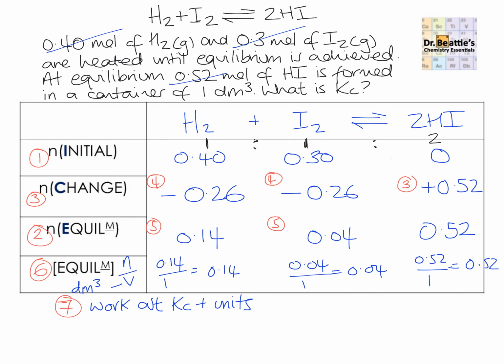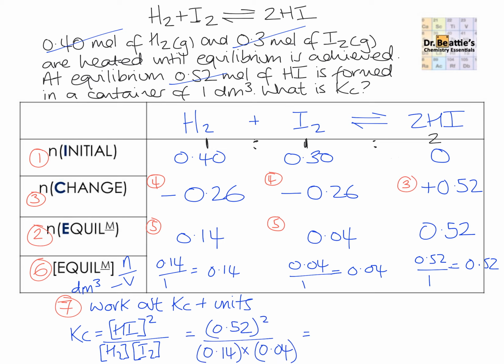So in this example here, our KC expression should be hydrogen iodide squared, because of the molar ratio of 2, divided by the reactants hydrogen and iodine, which are both to the power of 1. Then we substitute in these values into this equation. You then express that we've got 48.3 as our KC value, and then because the units completely cancel out, it's unitless.